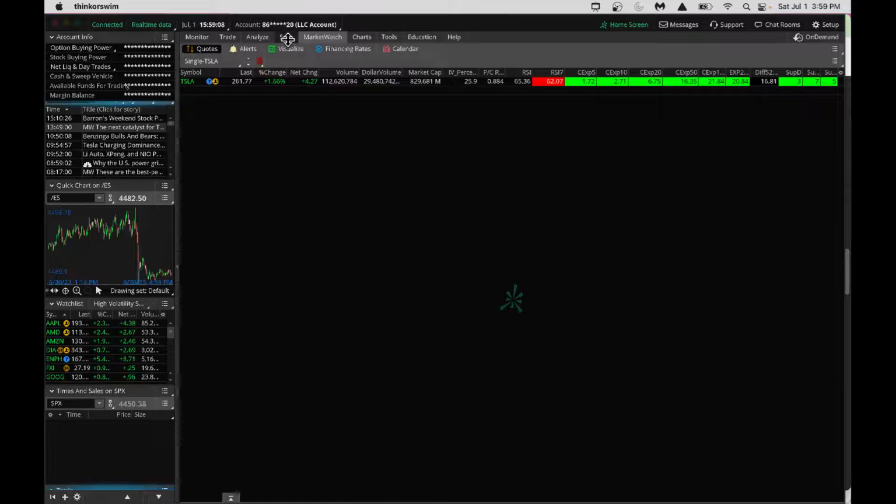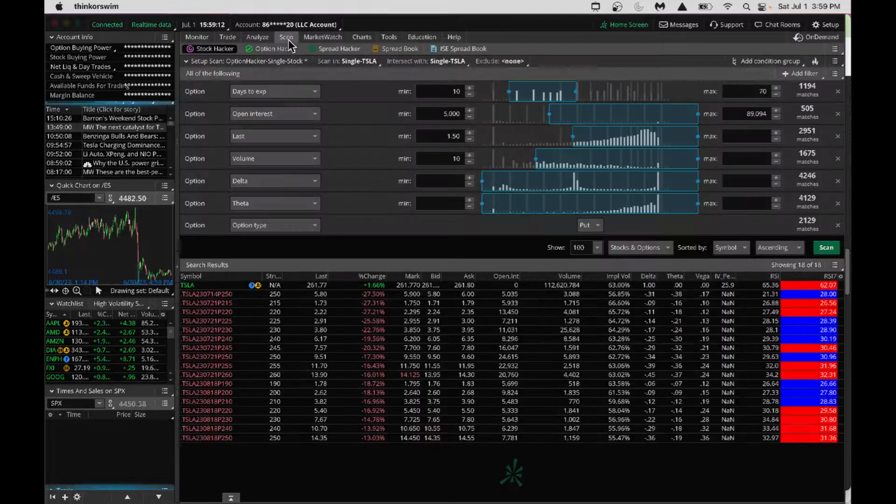I would recommend you to use the scan tab, which is always very good. Thinkorswim has done a good job with this scan tab. I recommend you to use it. A lot of people pay a lot of money to buy some online trading platforms, but Thinkorswim has got a good platform here. I recommend you to give a chance to this platform here, which is Option Hacker.